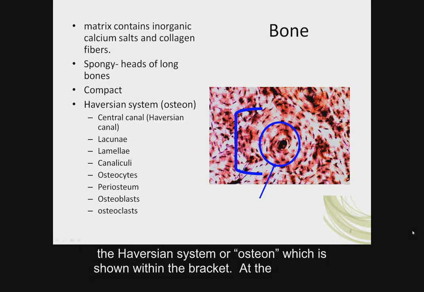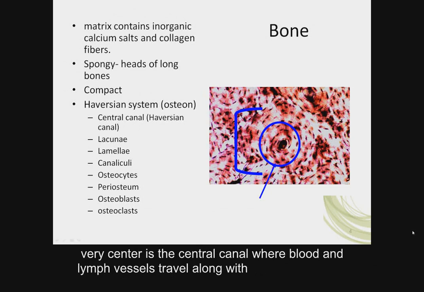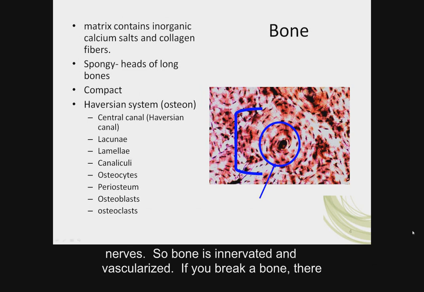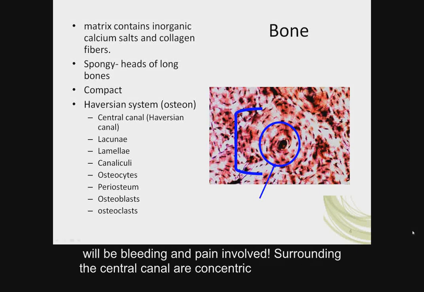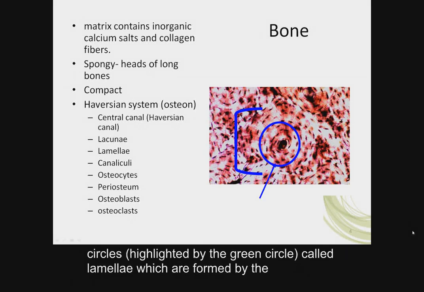The general organization of osseous tissue starts with the Haversian system, or osteon, which is shown within the bracket. At the very center is the central canal where blood and lymph vessels travel along with nerves. So bone is innervated and vascularized. If you break a bone, there will be bleeding and pain involved.